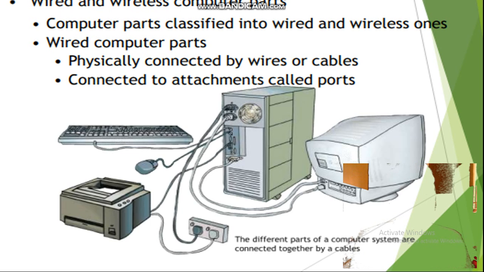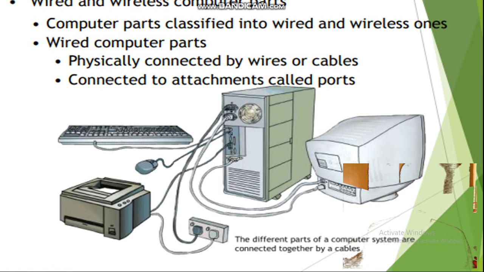Sorry. So we have the wired and then wireless computer part. So this is how a normal desktop is connected with each other. So you can see that everything here is connected with the CPU. This is the CPU, the central processing unit, the brain of the computer. So computer parts are classified into wired and wireless ones. A wired computer part is connected by a wired cable, while the connection point attached is called a port.